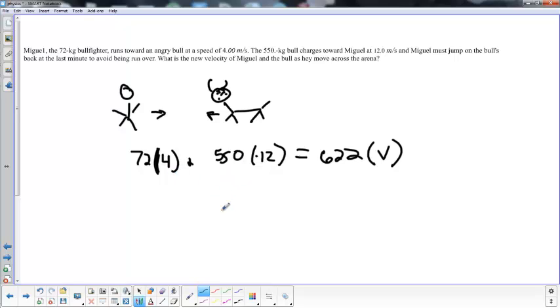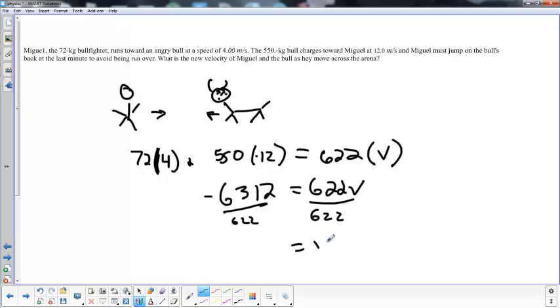So if you add this all together, you should get negative 6312 equals 622V. Remember, this is negative 12 because the bull is going that way, and this is positive 4 because Miguel's running towards the bull. So you have a small positive with a big negative, and you add them together, you're going to get a big negative number. And then you can divide both sides by the mass of the new thing that they form, divided by 622. You should get a new velocity of, drum roll please, negative 10 meters per second, give or take.